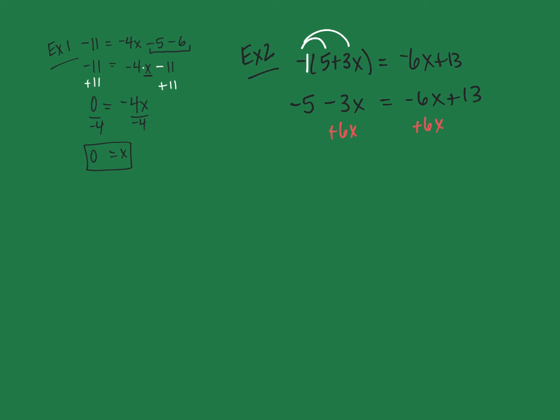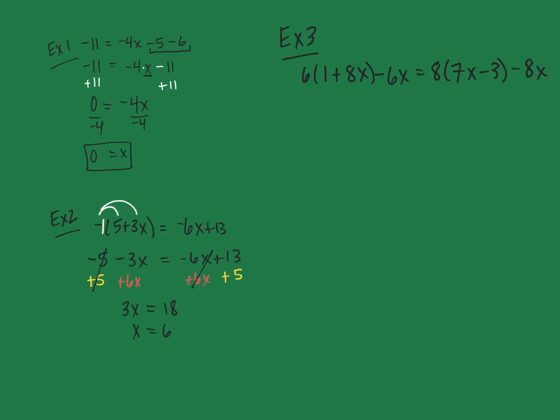Since I move all the x's to the left side, I want to move all of the numbers to the right side. So I am going to add 5 to the right side. This is how I do it all in one step and save myself some time. Those cancel and those cancel. I end up with a 3x here and an 18 here. Now I can divide both sides by 3, and I get that x is equal to 6.